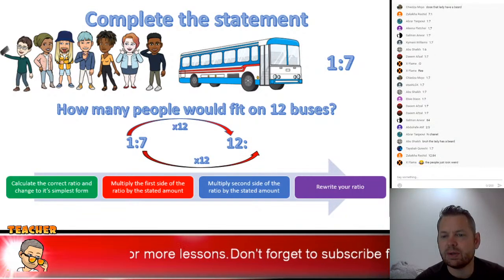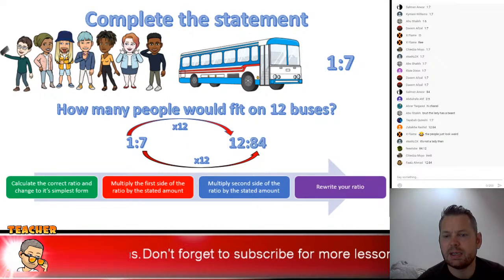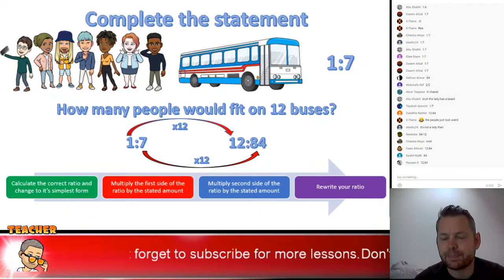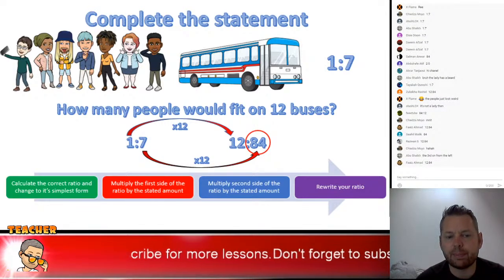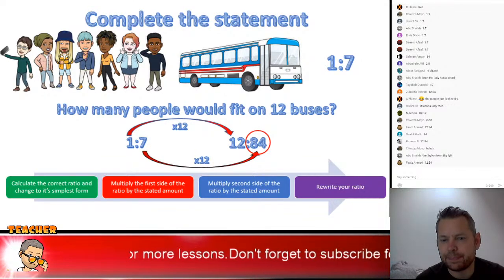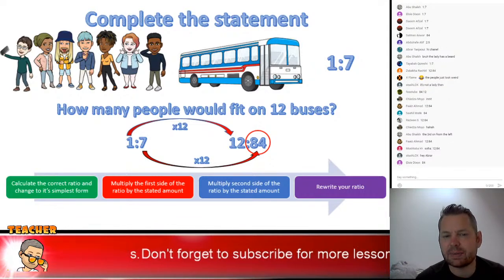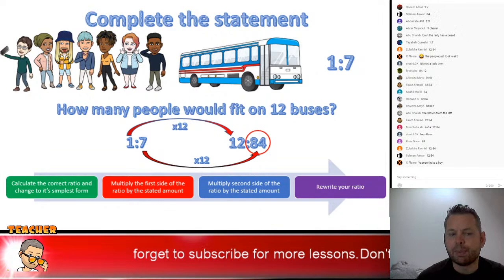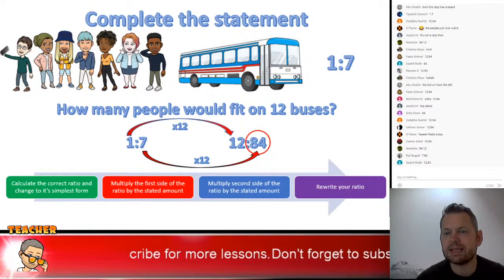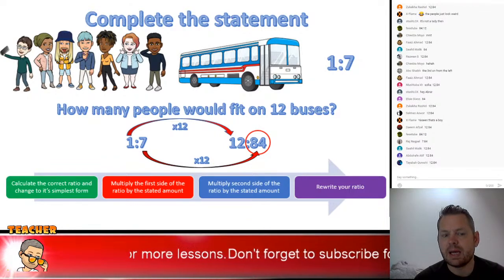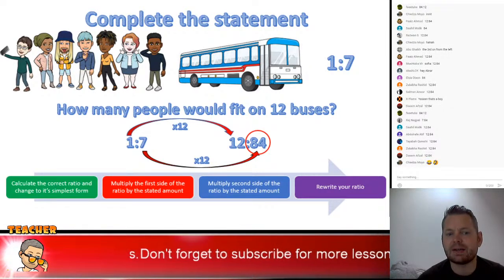And then we do the same with the other number, because whatever we do to one, we always do to another. So 7 times 12 is 84. So we now know that 84 people would fit on 12 buses. Okay. So just to quickly recap again, we looked at our ratio and we wrote it and simplified it to its lowest form. We then multiplied the first part of our ratio by the desired number. In this case, it was 12 because it asked us about 12 buses. And then we did the same to the other side. And that gives us our answer of 84.